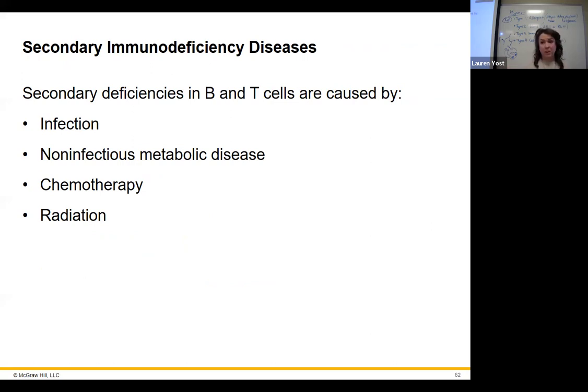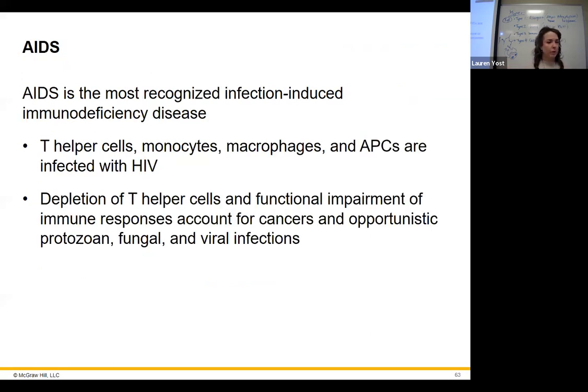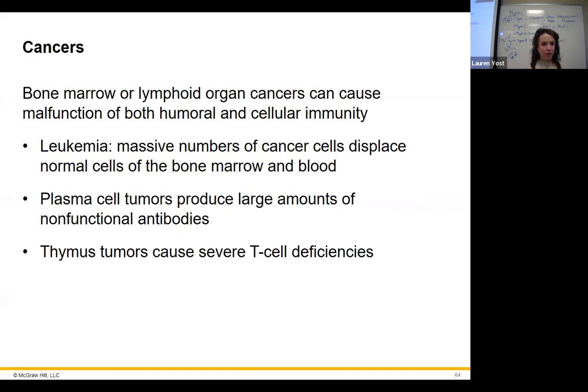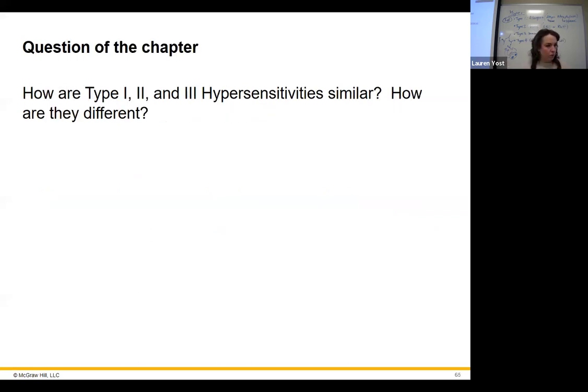So secondary, this is acquired somehow, you didn't have it at birth. Infection, non-infectious metabolic diseases can lead to this, chemotherapy and radiation. AIDS, obvious one, right? This is an acquired one from infection with HIV. It affects T helper cells, and those T helper cells are going to affect your T cell and your B cell pathway. Cancers, if you have anything relating to your immune system, like leukemia, plasma cell cancer, or thymus tumors, these can, of course, affect your immune system as well.